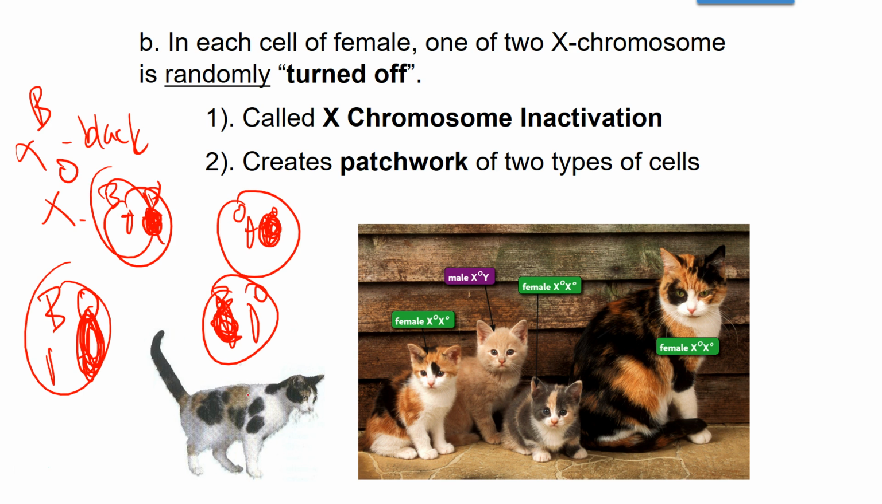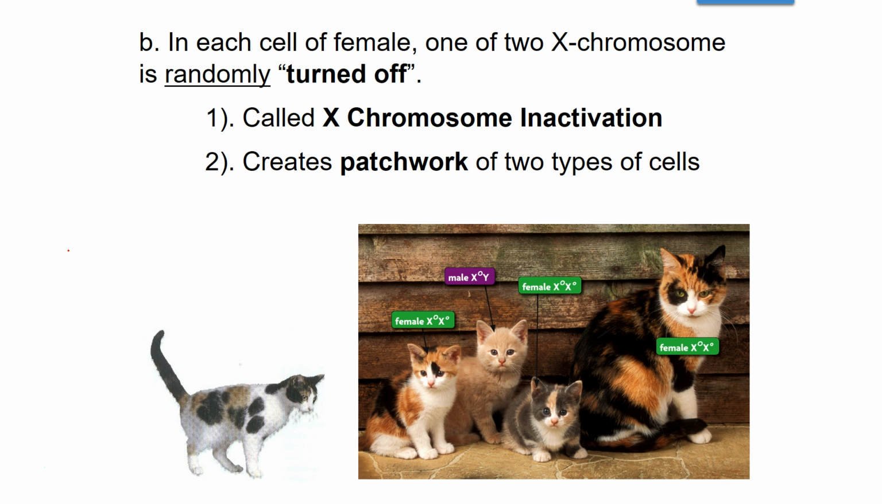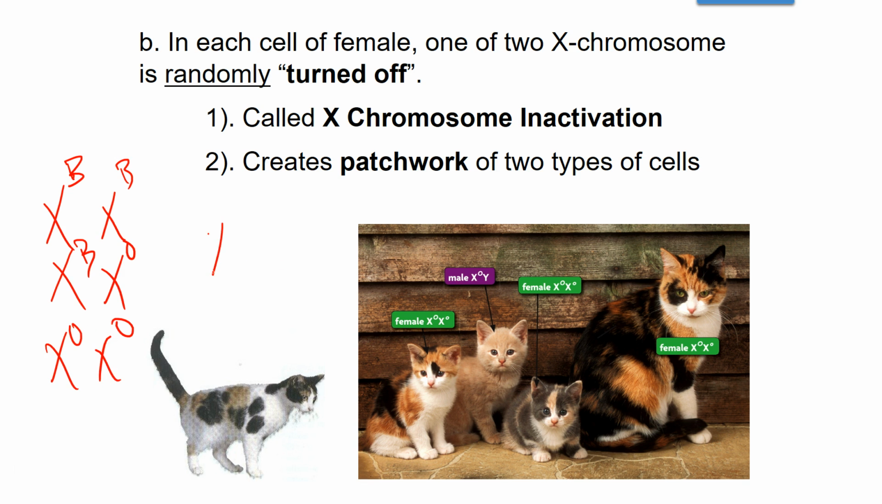Now, when they're spotted or tortoiseshell, then they're heterozygous. They have one of each. Now, you could never see a male who has these spots because they would have to have two X chromosomes, one black and one orange. See, males are either black, and then they have the Y. A female can be black, she can be tortoiseshell, or she can be orange. But a male can only be black or only be orange.